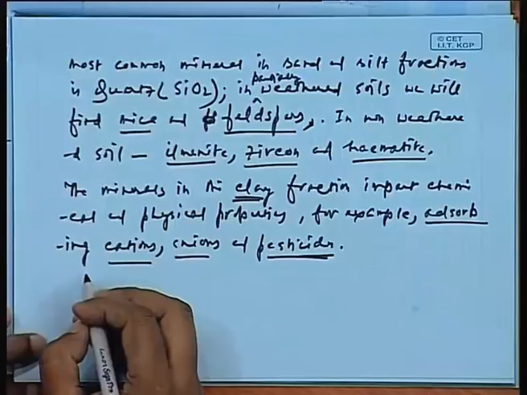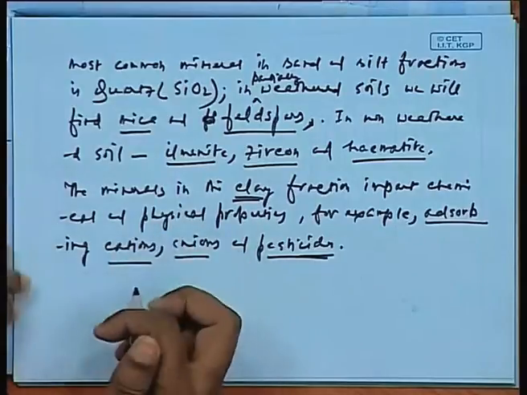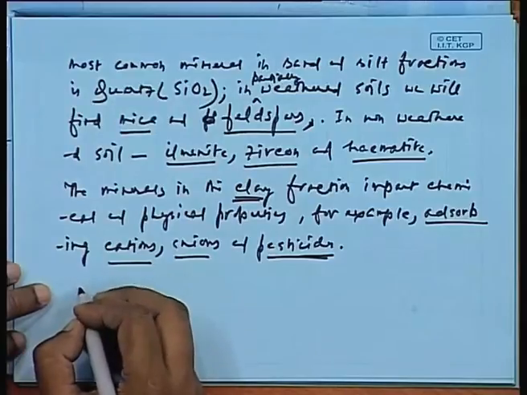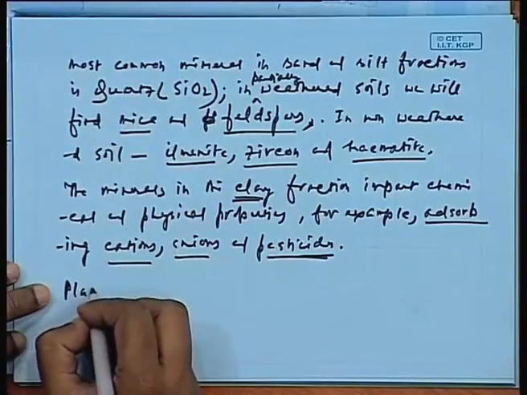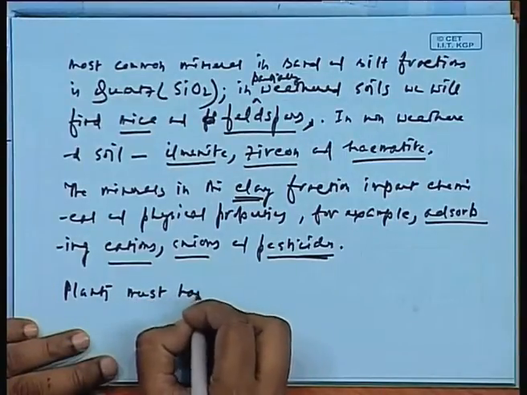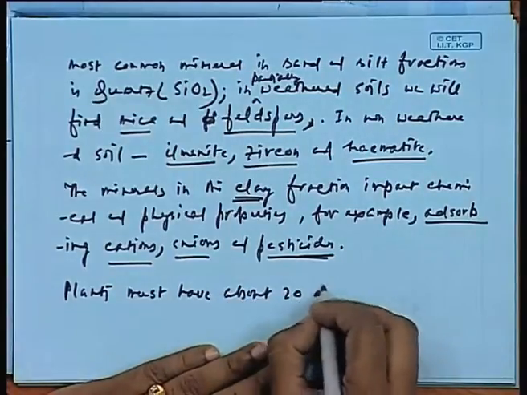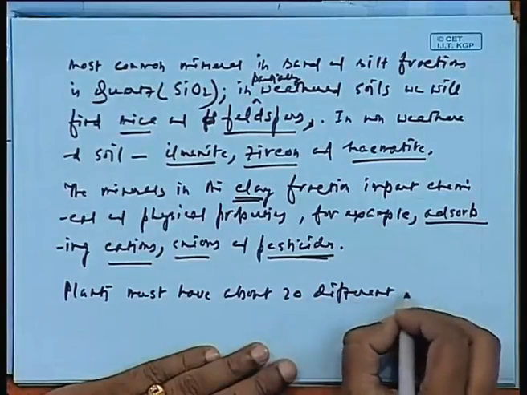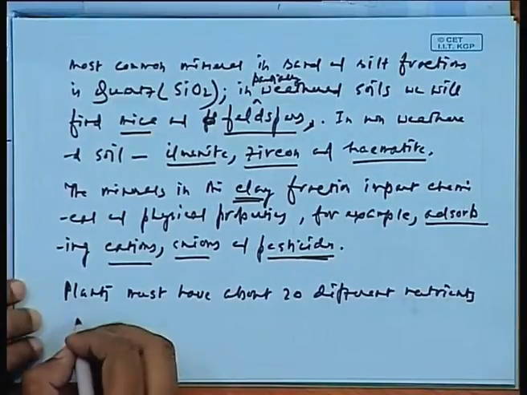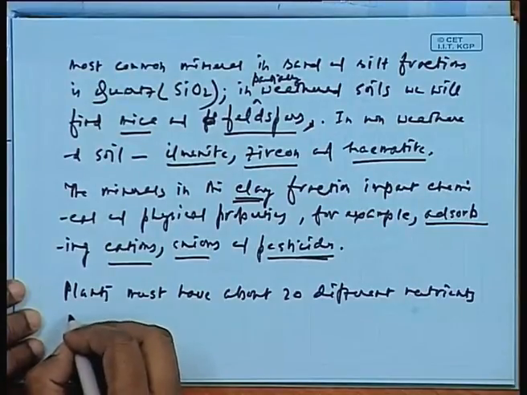Now, having said all this, there are different kinds of characteristics. I will not go into the detail of that. So this is about the nutrients. The plants must have about 20 different nutrients to grow.